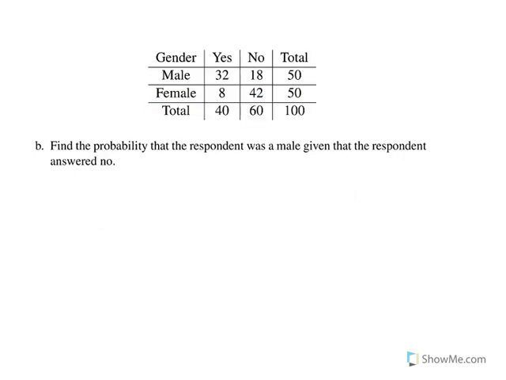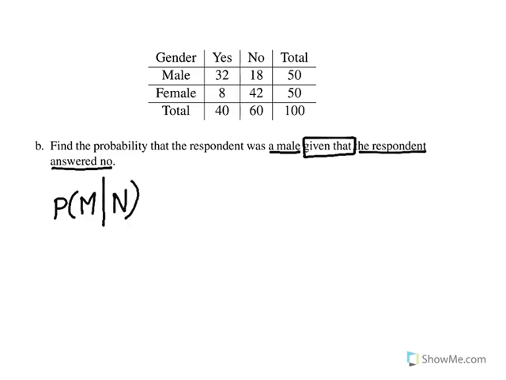So for the second question, we need to find the probability that the respondent was a male, given that, so again, conditional probability, the respondent answered no. So we write this as probability of male, the respondent was a male, given that the respondent answered no. So let's use N to mean the respondent said no.